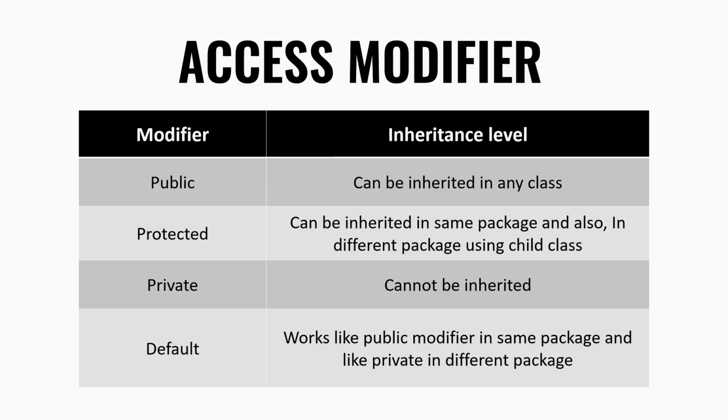Then there's protected. Protected properties and behaviors can be inherited in the same package and also in different packages using a child class. Now, private is like keeping something all to yourself. If something is marked as private, it's not shared with anyone, not even with your kids. So, private properties and behaviors cannot be inherited at all.